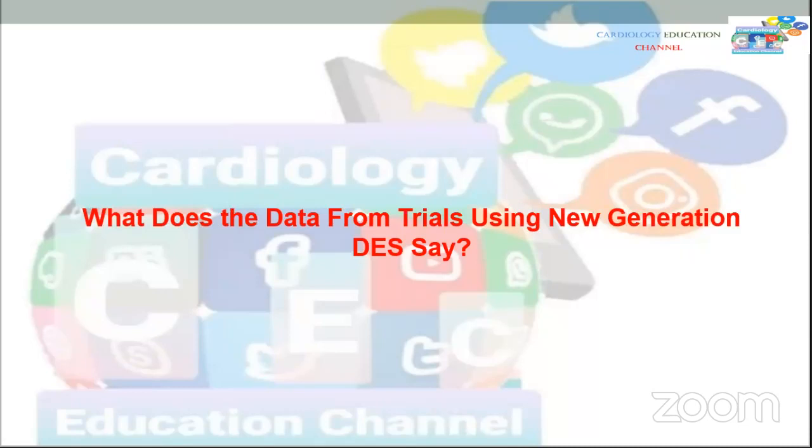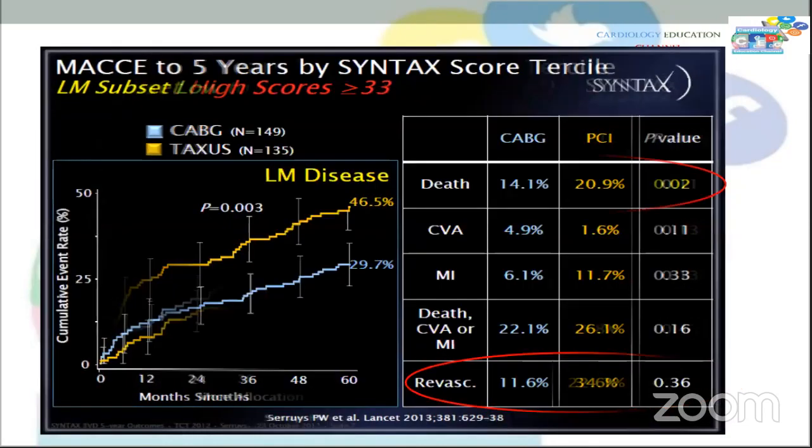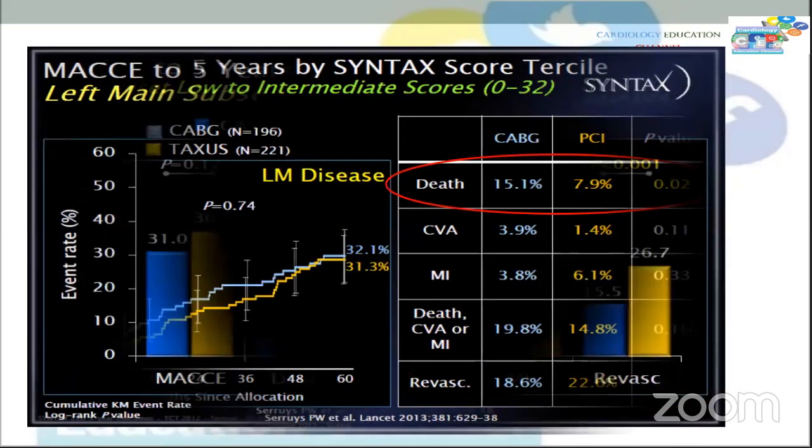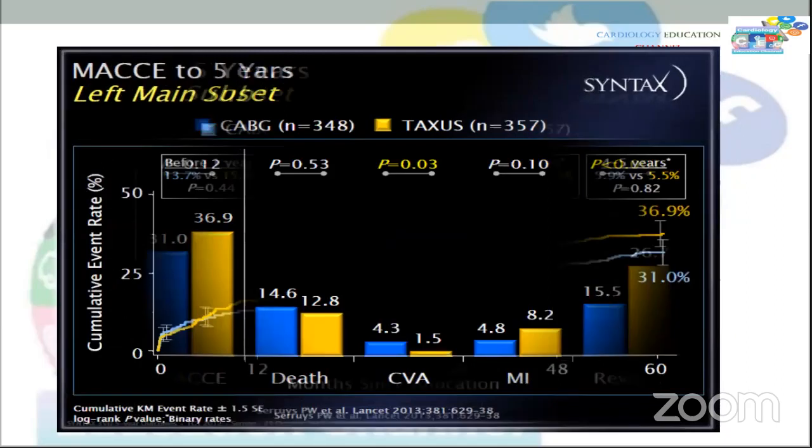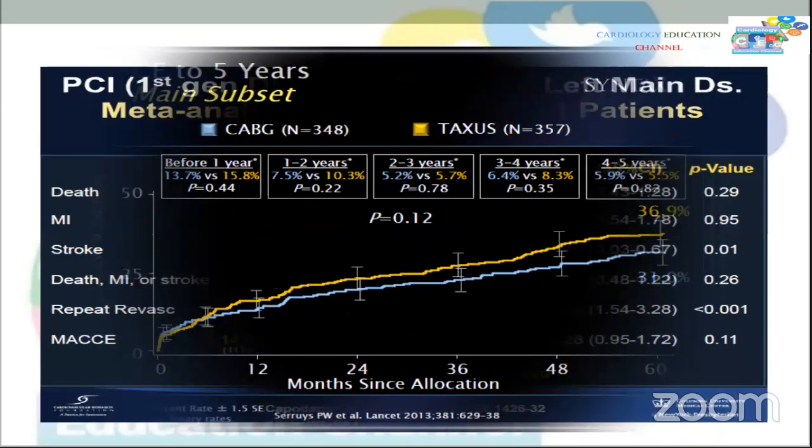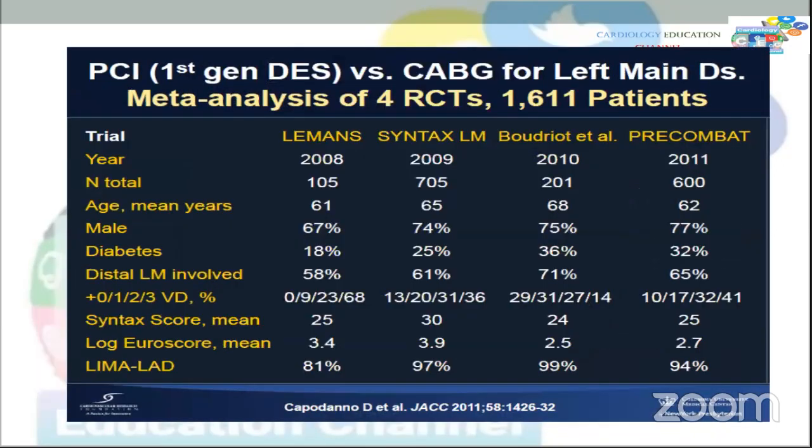What does the data from the trials using new generation drug-eluting stents say? This is a question that jumps to our mind. I will stop here for a gentle conversation with Professor Karim Saeed. I want him to give us his insights about those trials that were used previously in the meta-analysis, including the SYNTAX left main and including the Lehman's, the Boudriot, and the PRECOMBAT. So please, Professor Karim, you have the mic.